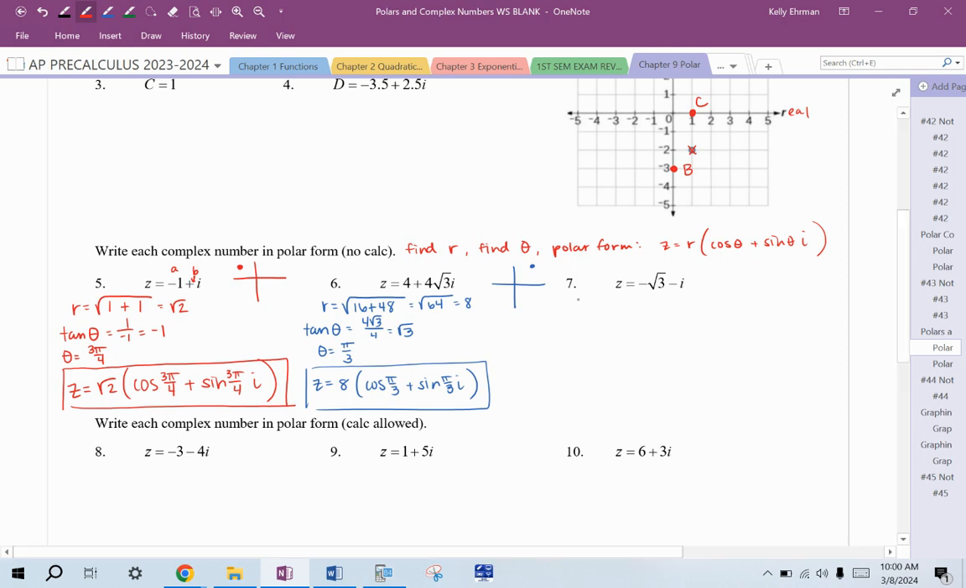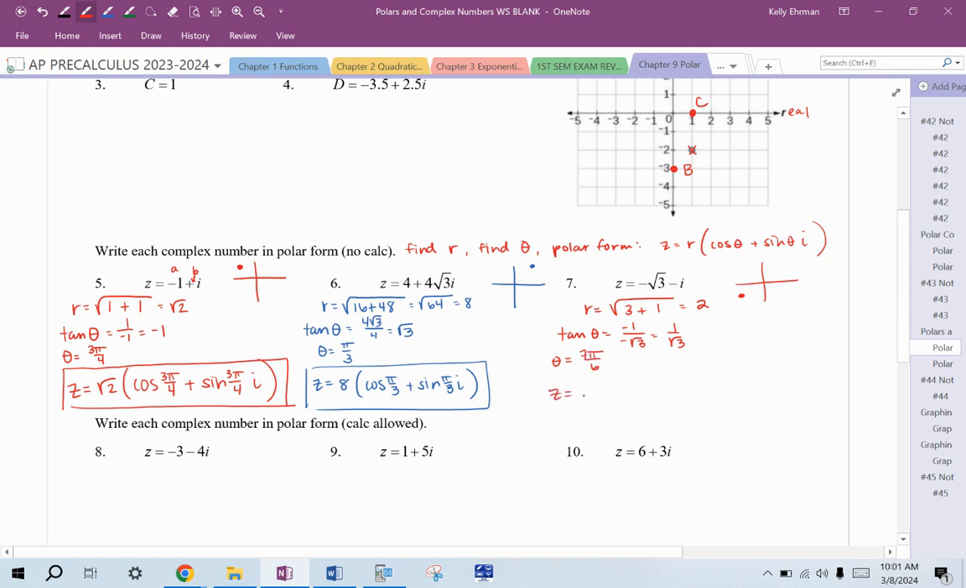All right, next one. R is equal to the square root of squaring negative radical 3 makes it positive 3, plus squaring -1, you get 1. R is 2. Tangent of theta is equal to -1 over negative radical 3, which is just 1 over radical 3. Now, which quadrant are we in here? If we go left radical 3 and down 1 unit, then we're in quadrant 3. So I'm going to give the answer in quadrant 3. Now, the reference angle is pi over 6, so this is going to be 7 pi over 6.